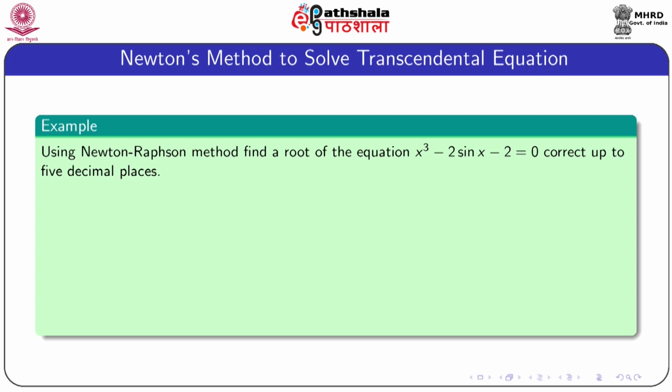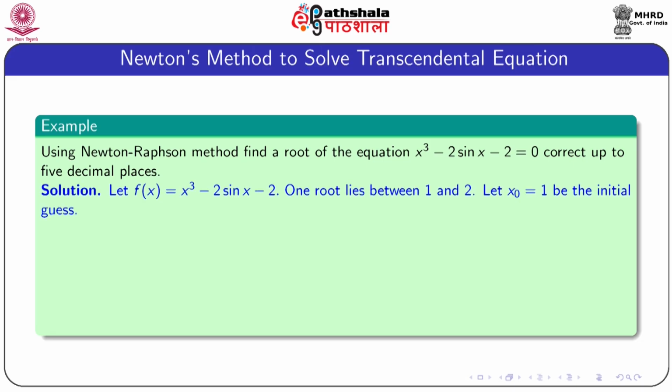Now we consider an example to illustrate the Newton-Raphson method to find a root of the equation x cube minus 2x^2 into sin x minus 2 equal to 0, correct up to 5 decimal places. Note that this is a transcendental equation. Let f(x) equal to the given equation, that means the function f(x) = x^3 minus 2 into sin x minus 2, and it can be easily verified that one root lies between 1 and 2.